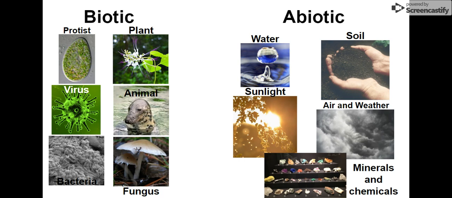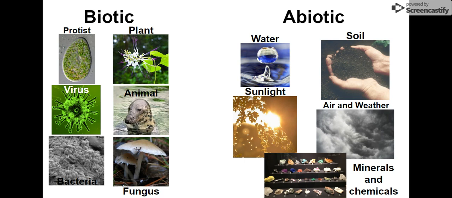I have listed all of the living kingdoms that we think about regularly. So protists are the single-celled organisms that are similar to plants, animals, and fungus. Viruses are included here, even though viruses aren't specifically living unless they're inside of a host cell. Bacteria are biotic factors. Plants, animals, and fungus, obviously, biotic factors.